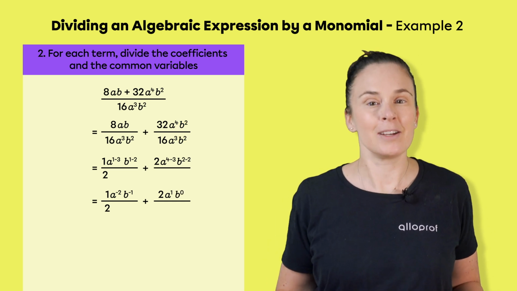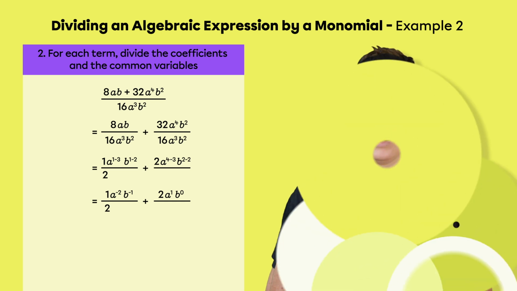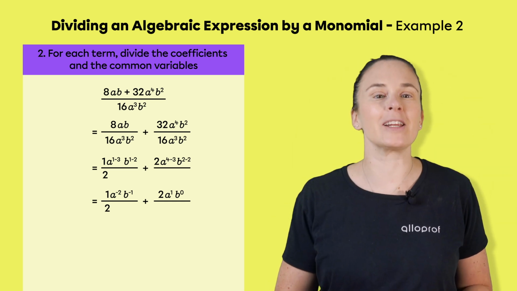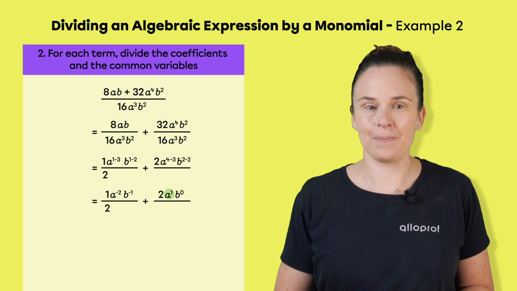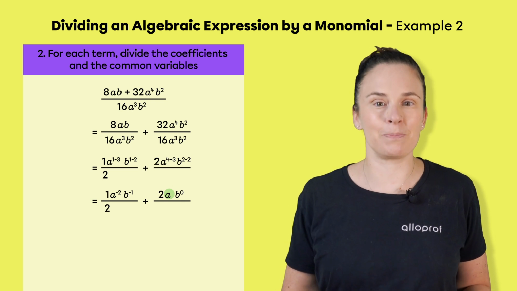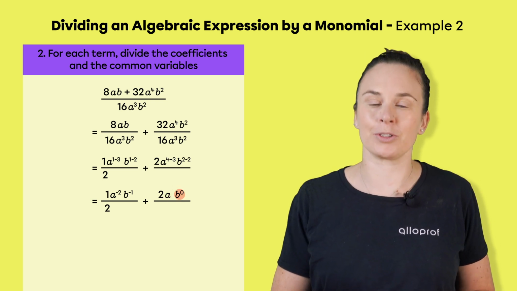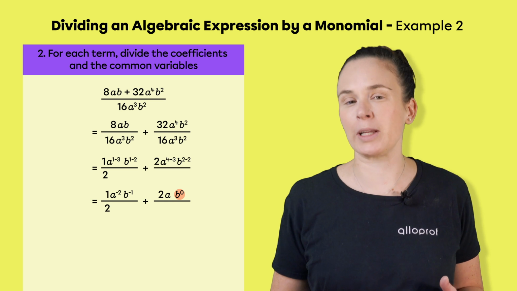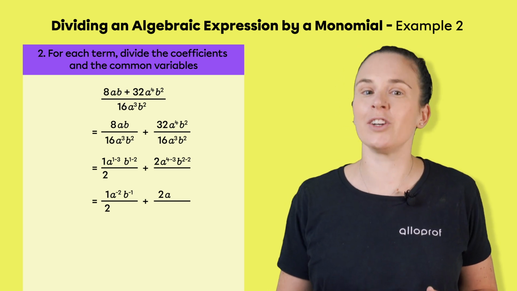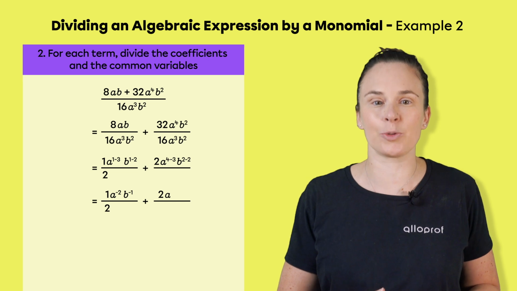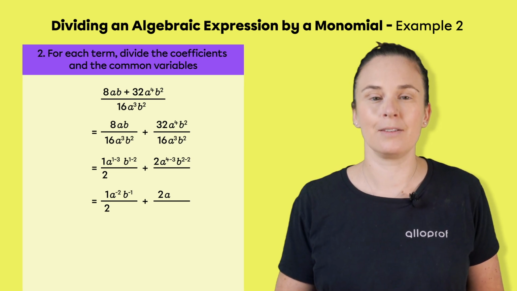This answer is correct, but it can be simplified further. Variables that have an exponent of 1 can be simplified. A to the power of 1 is equal to a. Also, for the last term, b to the power of 0 is equal to 1, so it can be removed completely. We must also ensure that the mathematical convention of not leaving negative exponents in an algebraic expression is respected.